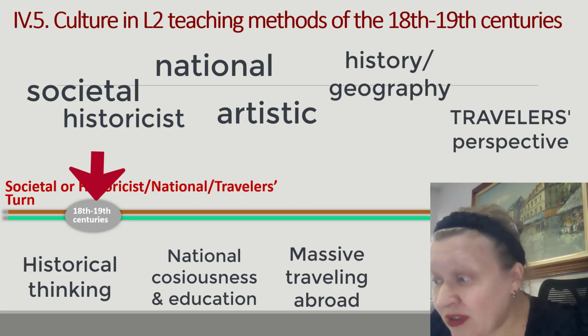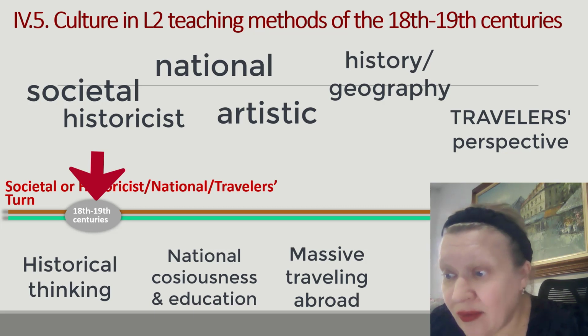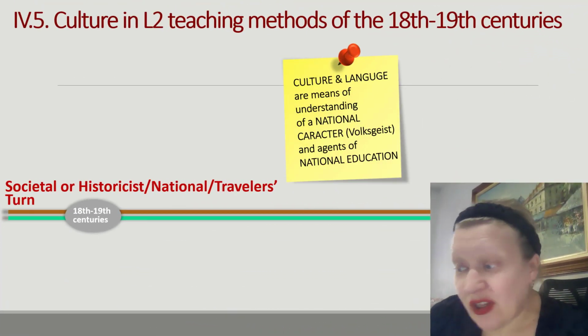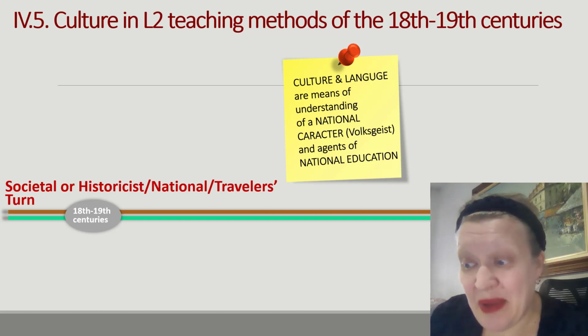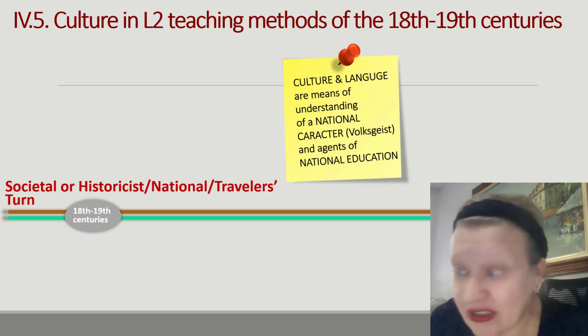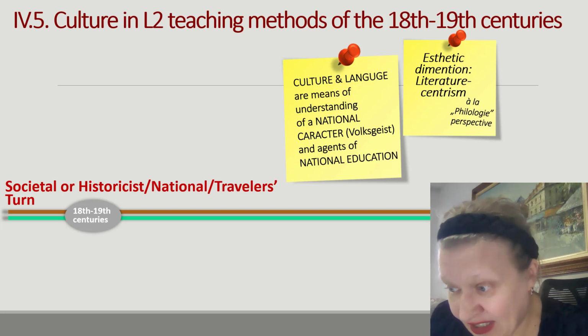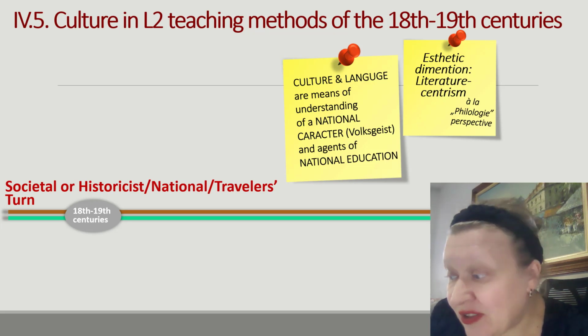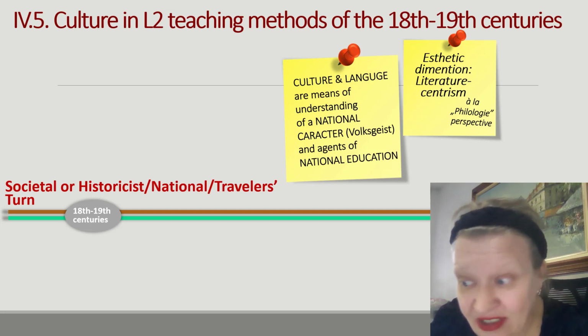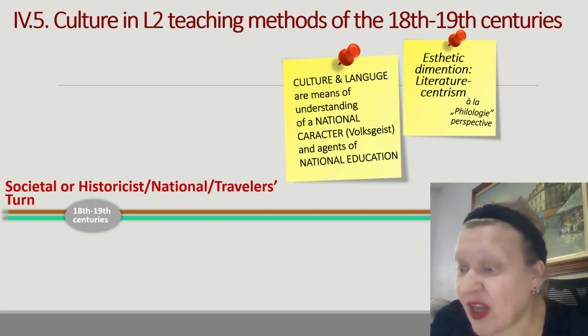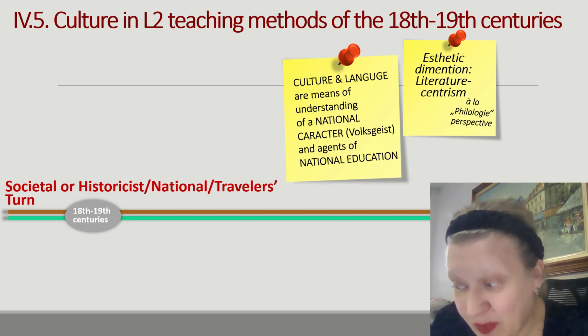Let's review once again the most important features of this understanding of culture which influenced second language education. First, culture, closely associated with language, was considered a manifestation of a national spirit, Volksgeist, and an important agent of national education. Also, in this understanding of culture, an artistic, aesthetic dimension often came to the front. The representation of culture was often influenced by literature-centrism and a la philologia perspective, an association between language and literary studies, because language and literature were considered the most salient manifestations of the national spirit.